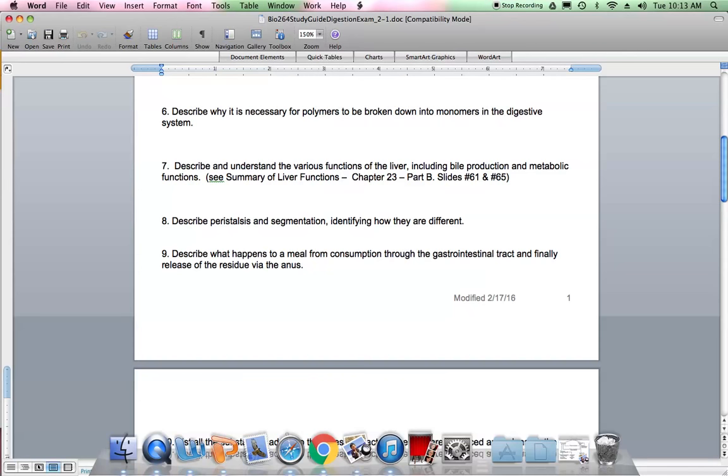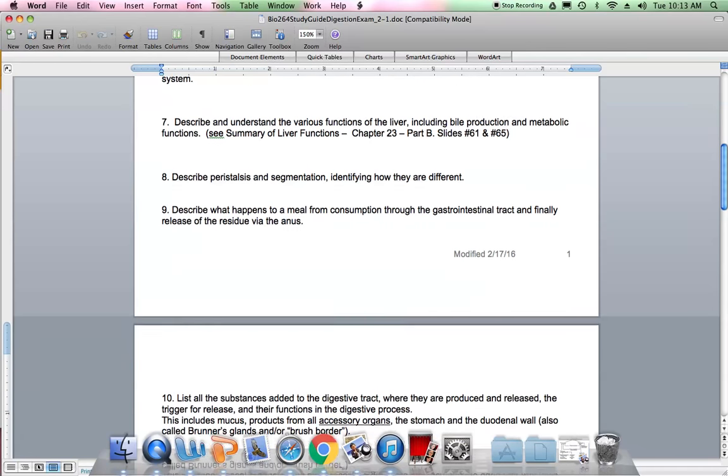Number 9, describe what happens to a meal from consumption through the gastrointestinal tract, or the digestive tract, and finally, release of the residue via the anus. This is just an overview of all of the things that are talked about in chapter 23. So that is an overview, basically going over the same thing.